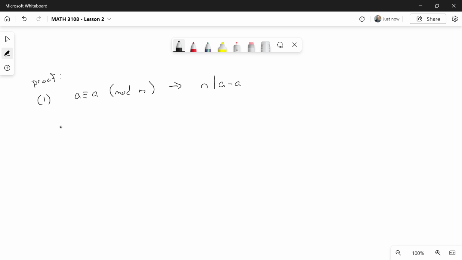So note, A minus A is equal to 0. And what is always true is that n divides 0, because we could write 0 as n times, well, whatever. It doesn't really matter because, it does matter.